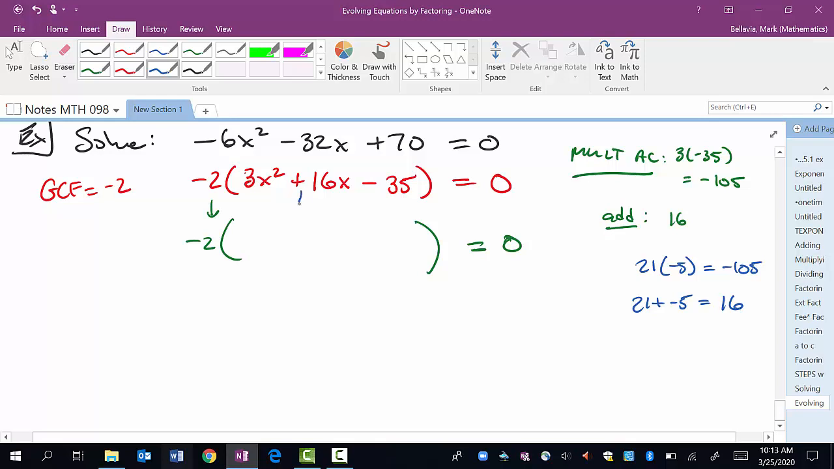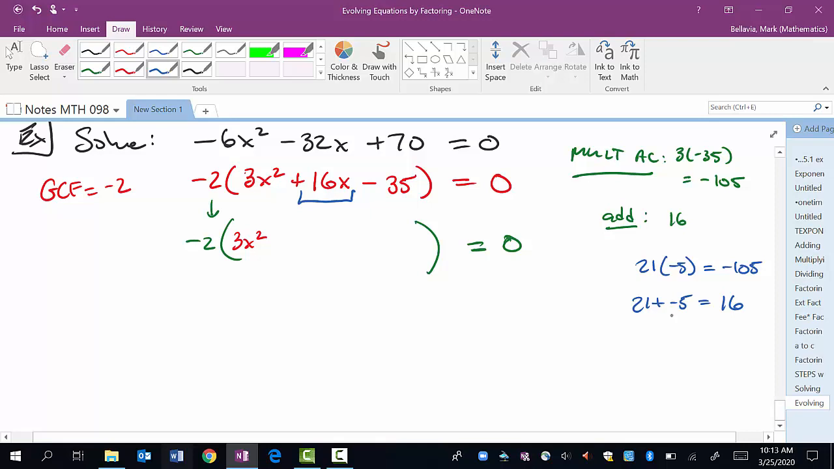Remember what I'm doing with them. I'm replacing the middle. AC method is a rewrite method. It's a way of rewriting the middle term so you're able to use factor by grouping. So that means the ends are going to stay the same. So the -2 on the outside stayed -2. These parentheses are the same parentheses I have here. 3x squared stays 3x squared. The 16x is going to get replaced with these values we just found.